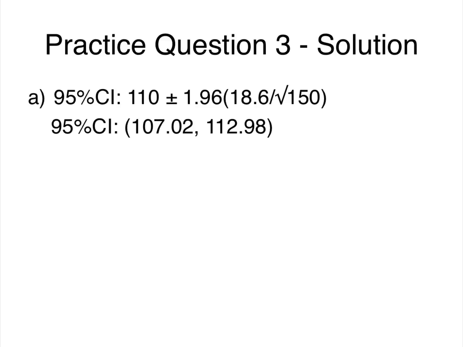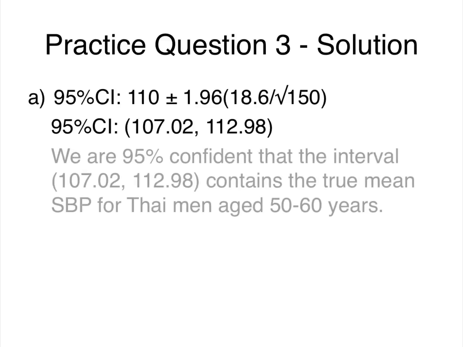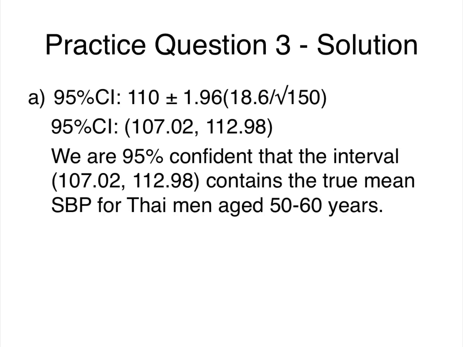And remember for the exam that you should always relate your interpretations to the context of the question, like I said. So rather than saying you're 95% confident that the interval contains the true mean, you would say we are 95% confident that this interval contains the true mean systolic blood pressure for Thai men aged 50 to 60 years. The second question asked, what is our margin of error?